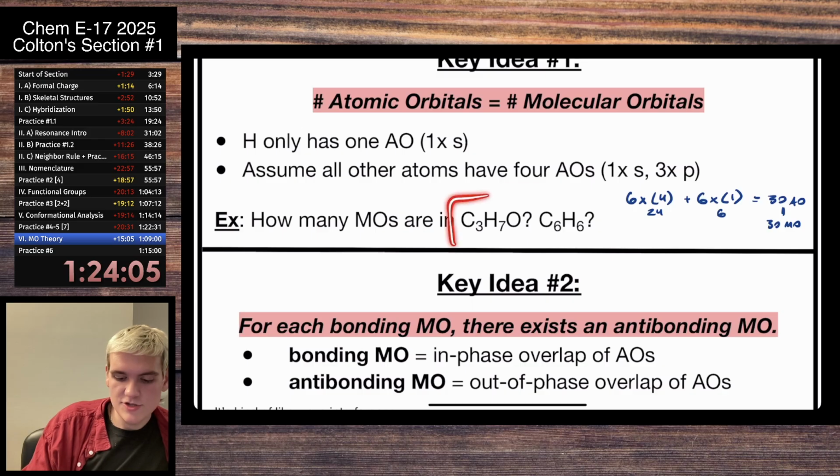So can you take a second and try it out for C3H7O, using that hydrogens only have 1 atomic orbital and all the other ones have 4.